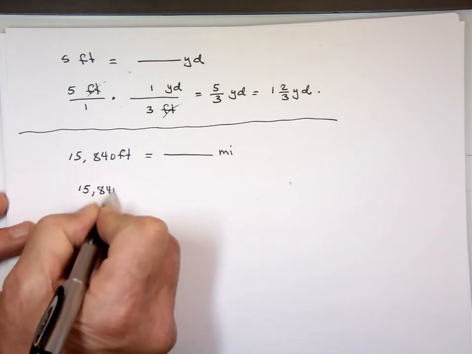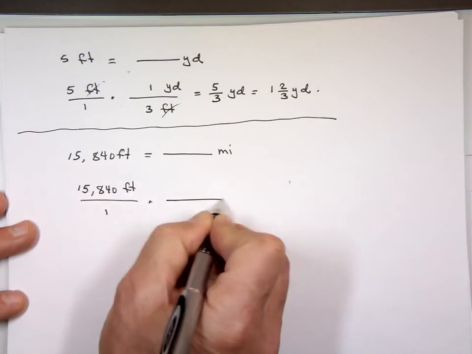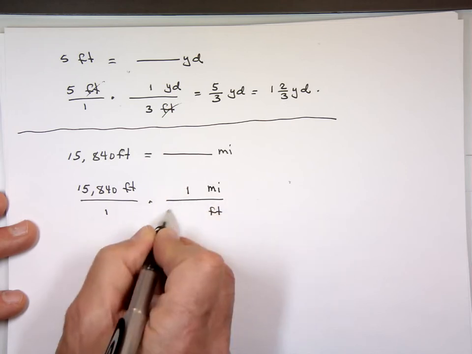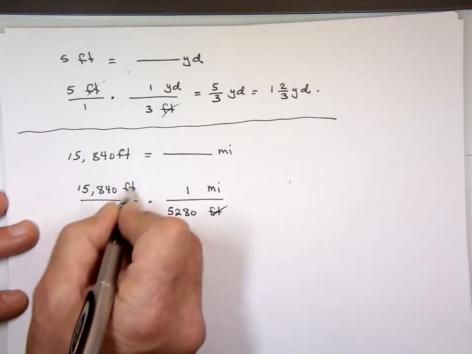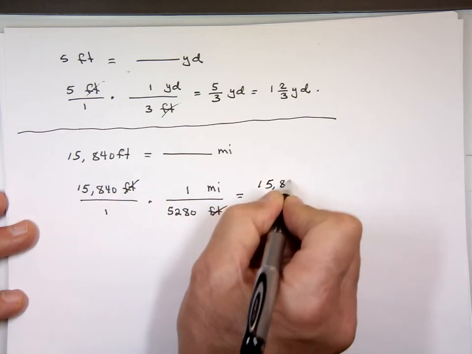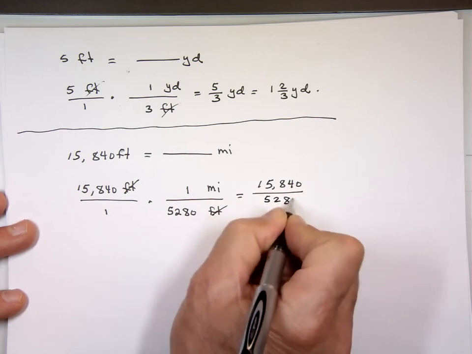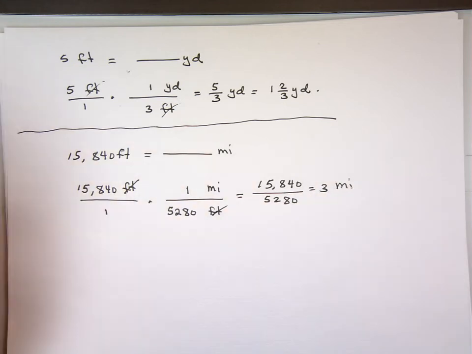15,840 feet, that's over 1. That's right, Jamie. I'm going to put feet on the bottom, miles on the top. 1 mile is equal to 5,280 feet, which is 3 miles. So it's not a big deal. It sounds like a lot, but when you convert that to miles, oh, that's only 3 miles, that's it?